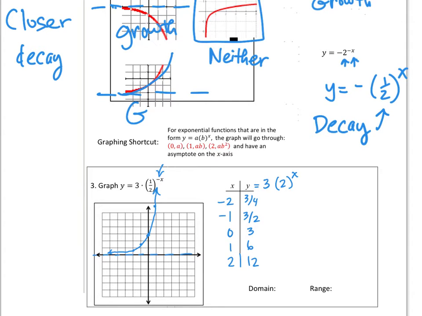Okay, so we know our domain, well, it's all real numbers. And we know the range, well, y has to be greater than 0. It can never be 0. It's greater than 0 because there's an asymptote at y equals 0. This is actually an example of a growth. But if you notice, they all have that same shape, whether it's moving away from the asymptote or moving closer, depending if it's growth or decay.